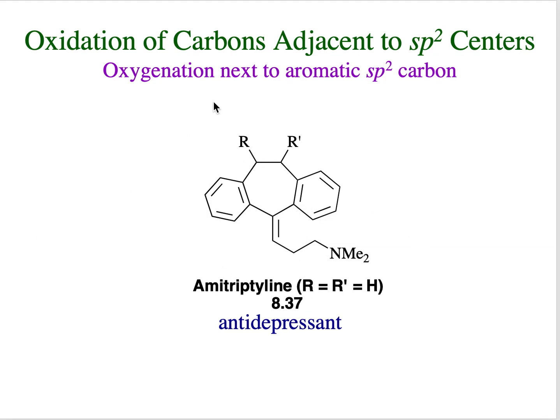Oxidation of carbons adjacent to aromatic sp2 centers. So that means you can start, for example, in amitriptyline, this is a tricyclic antidepressant, you can start oxidizing here or here.